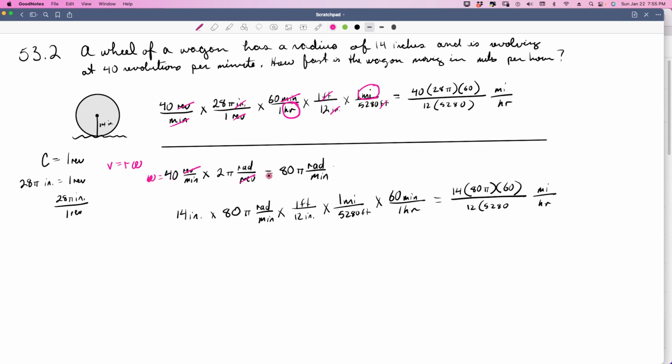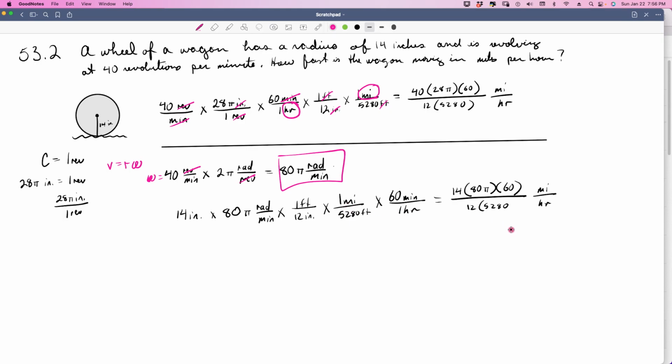So that was this. So here's our radius. Here's our omega. And then once we do this, we do all the unit conversion we need in order to get it into what we want it to be, which is miles per hour. Right? So this is your radius times your omega. And then once we get that done, you go from minutes to hours and from inches in the radius to miles.